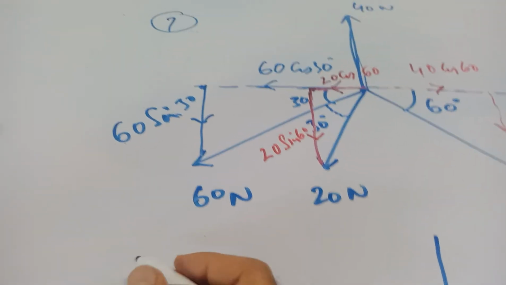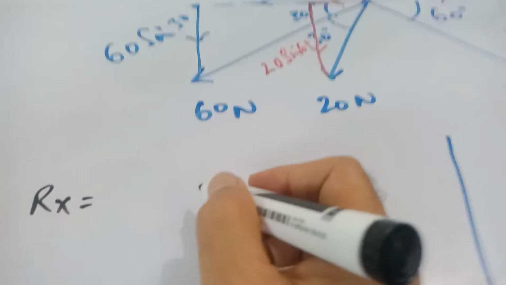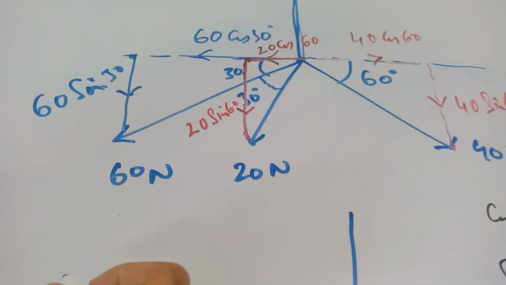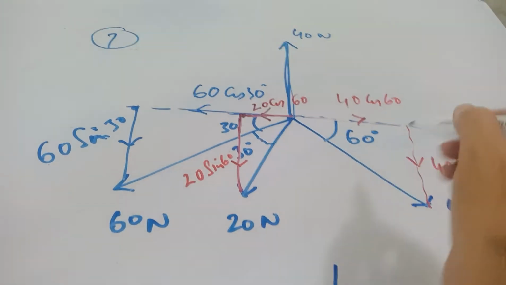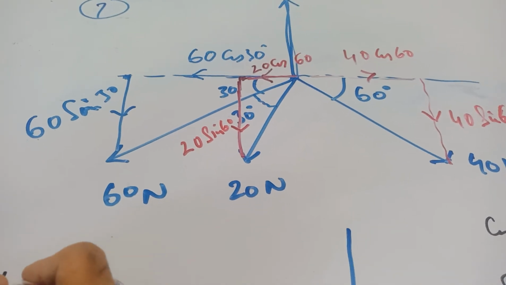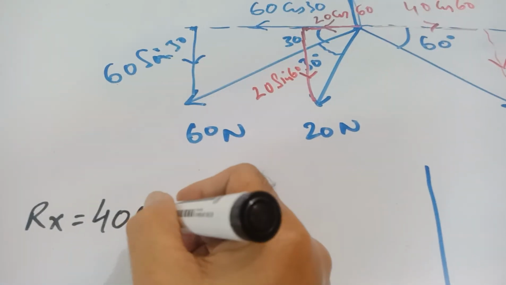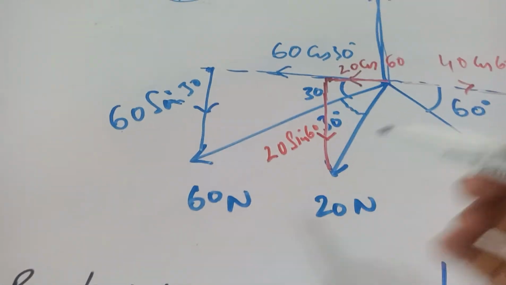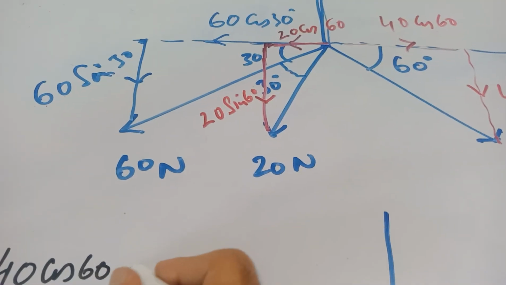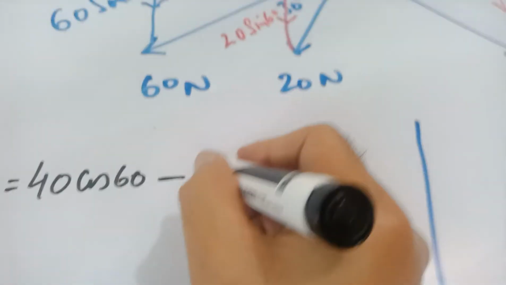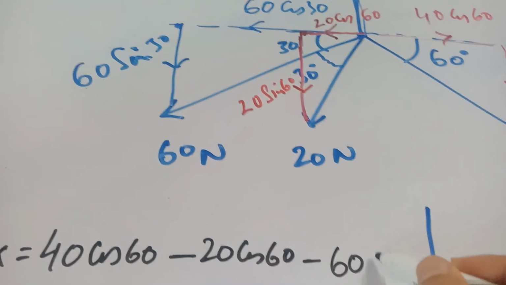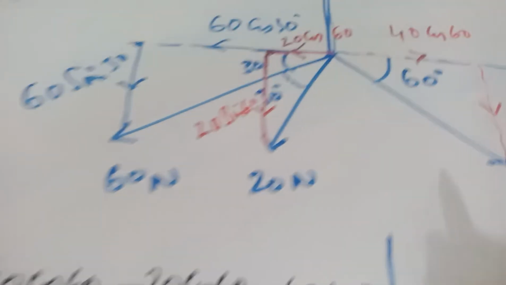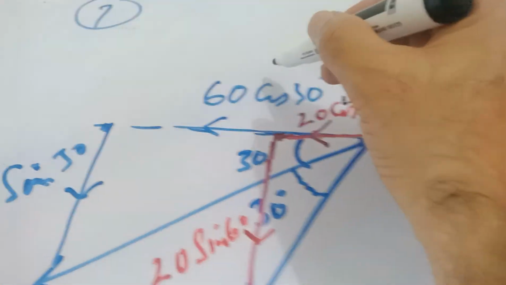Okay, so the Rx is going to be, how many horizontal components we have? Obviously there are 3 inclined forces, so there are 3 horizontal components. So first of all, I'll be writing this one, 40 cos 60. Then I'll be putting a minus with these two because these are in the opposite direction to this 40 cos 60. So this is minus 20 cos 60 and then minus 60 cos 30. So I have taken this force, and this force.